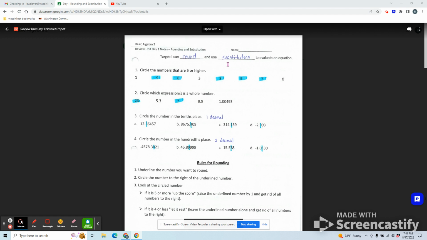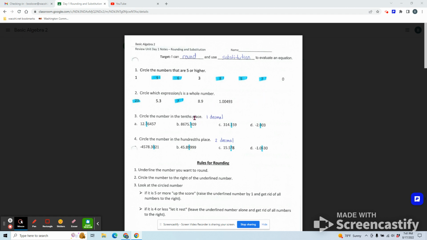So we're going to start by figuring out a number that's 5 or higher, because that's going to help us with the rounding process. Anytime you have a number that's 5 or higher, we're going to round up. So this first example, all I did was highlight the numbers that are 5 or higher.